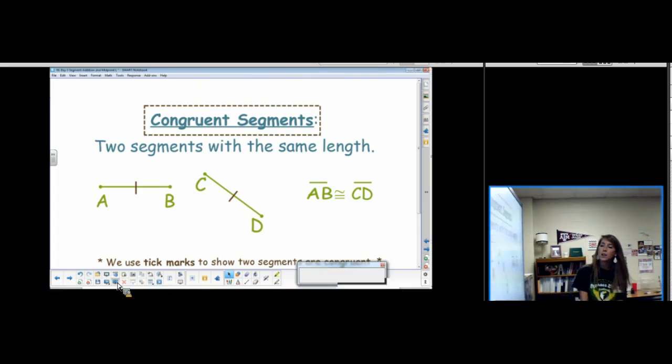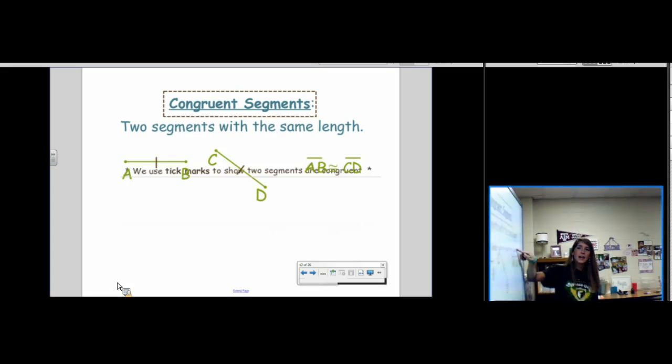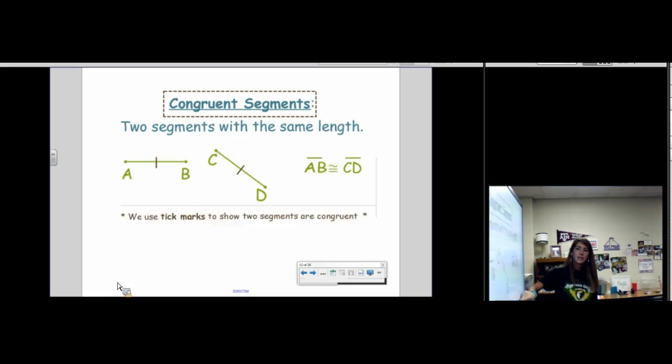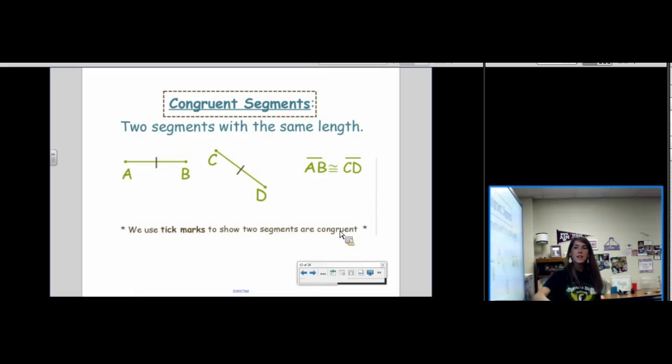This is a reminder. Don't write this down because this is already in your vocab from Unit 1. Okay? Congruent segments are, read it, everybody. Two segments with the same length. That didn't go. That's okay. What do we use to show that they're congruent? I've been doing it a lot today. You put a little tick mark. And that will tell the world that AB is congruent to CD.